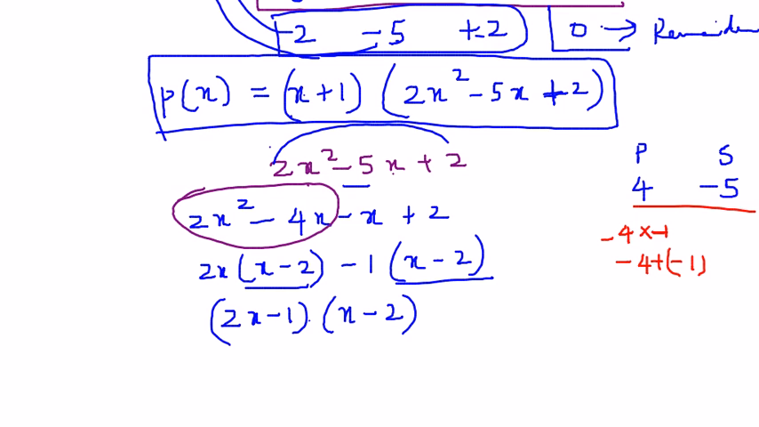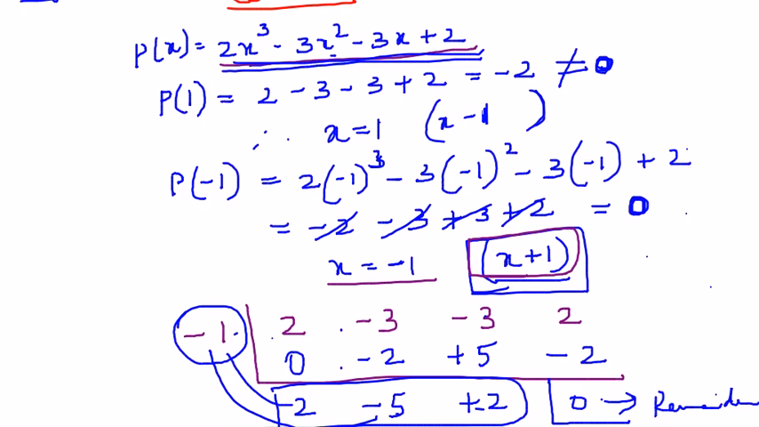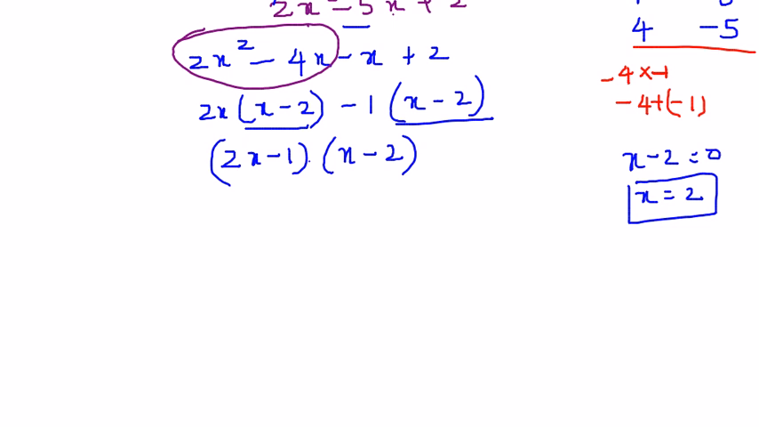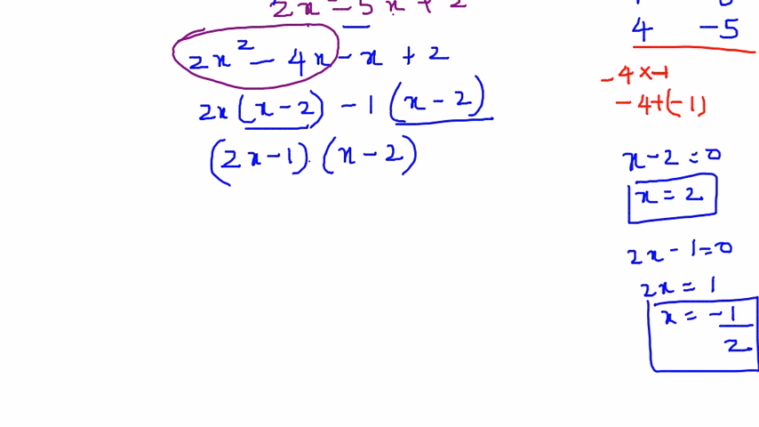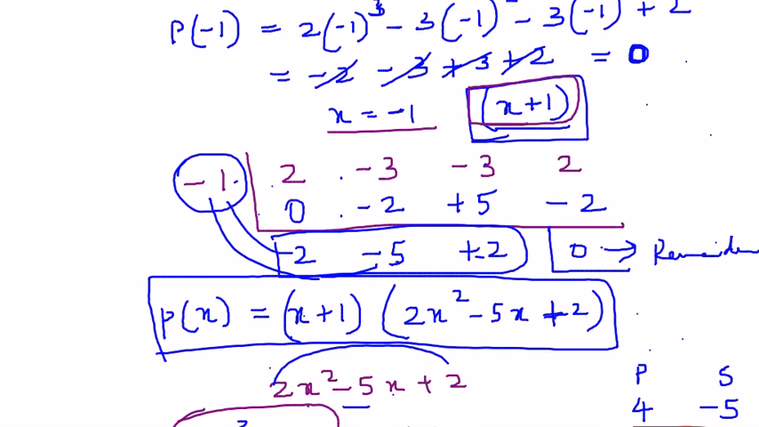So we can say x minus 2 is equal to 0 na, x is equal to 2. So if you substitute x is equal to 2 in this equation, you will get 0, right? Likewise, 2x minus 1 equal to 0, 2x equal to 1, x is equal to 1 by 2. You substitute x is equal to 1 by 2 in the given equation, you will again get 0. So we can say that 2x minus 1 and x minus 2 are factors along with the factor that we earlier found, which is x plus 1.